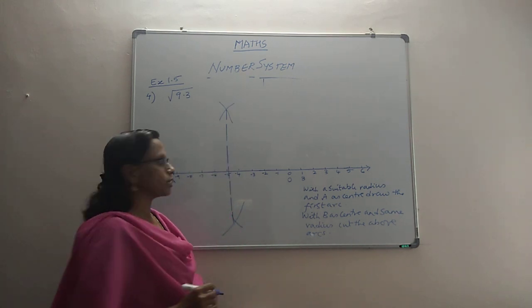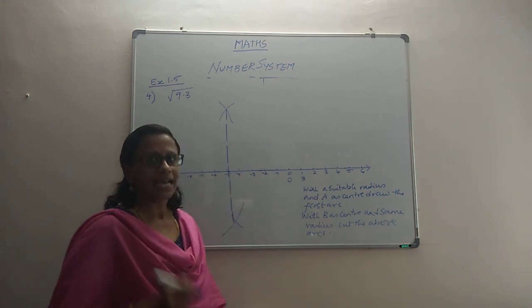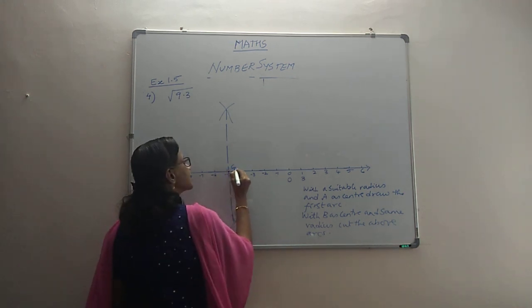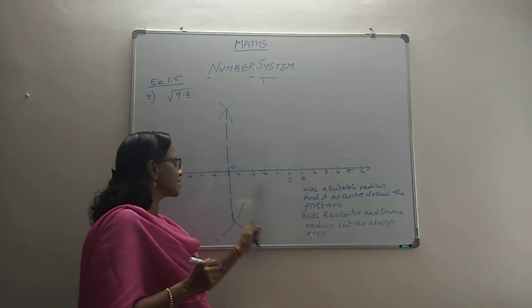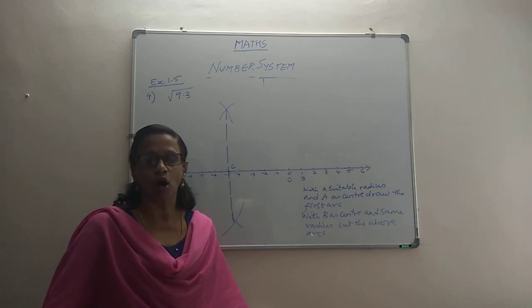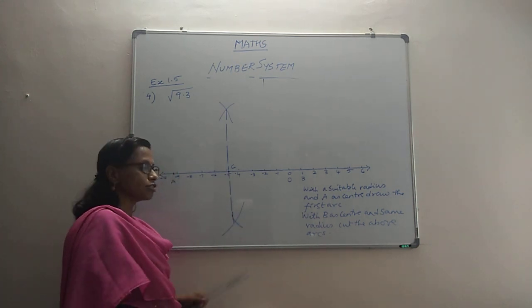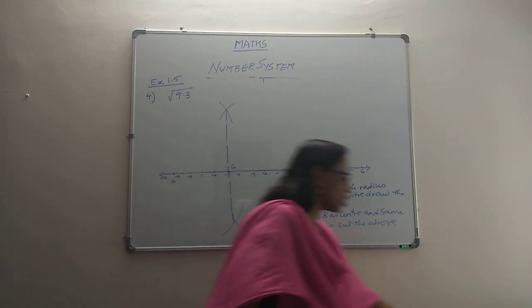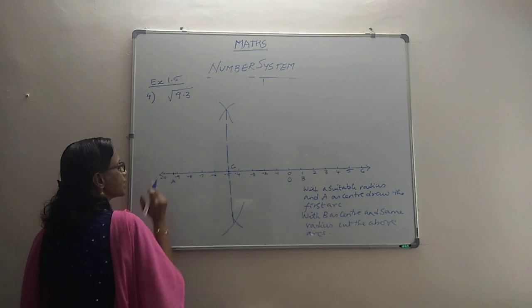Once you have joined the points of intersection, it meets the number line at a certain point. Let's call it C. The place where the perpendicular bisector meets the number line, let's call it point C. Having got this point C, you're going to again take your compass. With C as a center and radius CA.